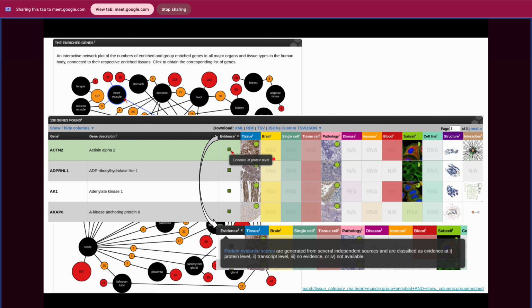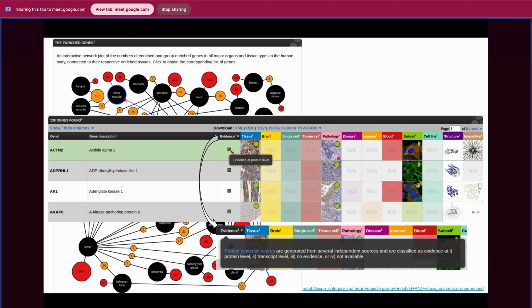Similarly, for the brain it will tell you whether it is expressed in the brain, and if it is, in which part of the brain. In this case, they are writing RNA, which means that for these particular sections only RNA level evidence is available and not protein level evidence. Similarly, for single cell also RNA level evidence is available, and for the tissue cell also.